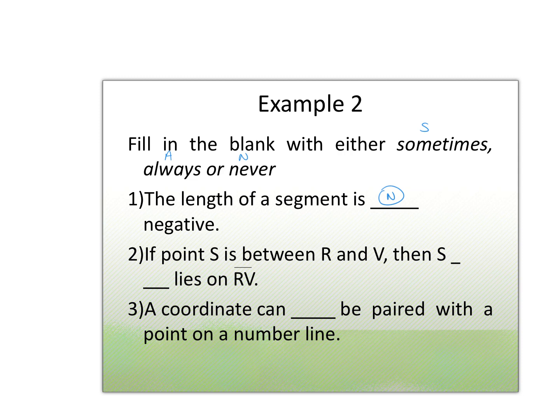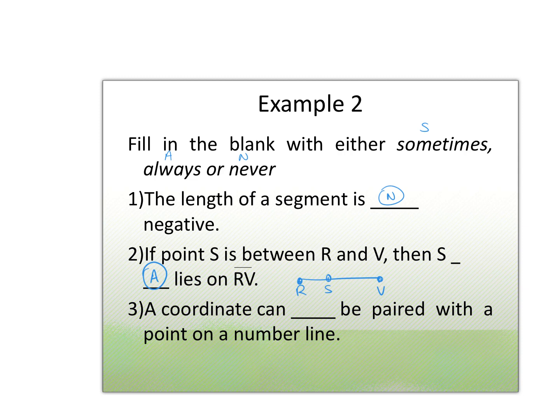Here it says, if point S is between R and V, then S sometimes, always, or never lies on line segment RV. And again, if you're in doubt, draw it. Here's RV, and S is between it. So does it lie on the line? Yes, of course it lies on the line. So it will always lie on RV.